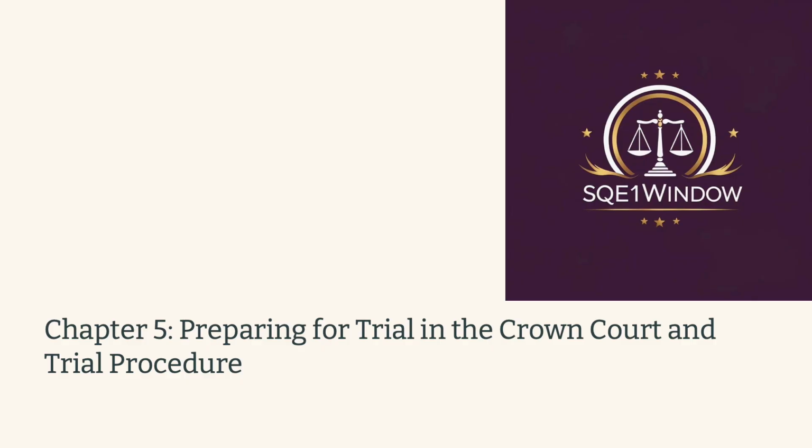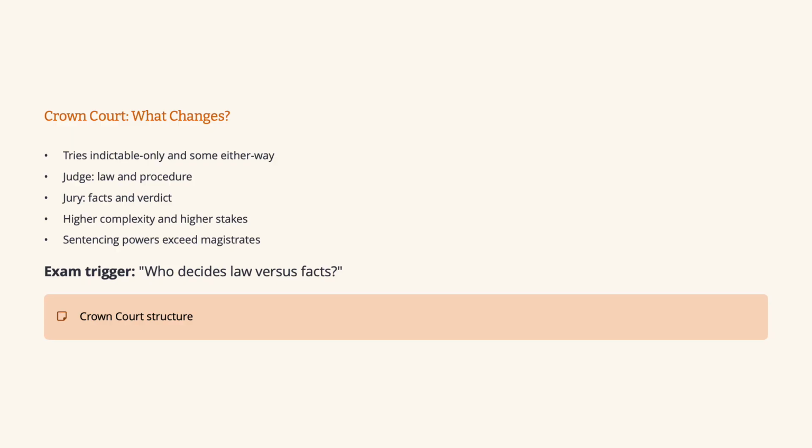So we are stepping up to Crown Court from Magistrate Court. We will examine how cases are prepared for trial and how trials actually run before a judge and jury. The chapter represents a significant shift from Magistrate Court practice that we have already discussed. So what changes here? Let's identify what fundamentally changes when we move from Magistrate Court to Crown Court.